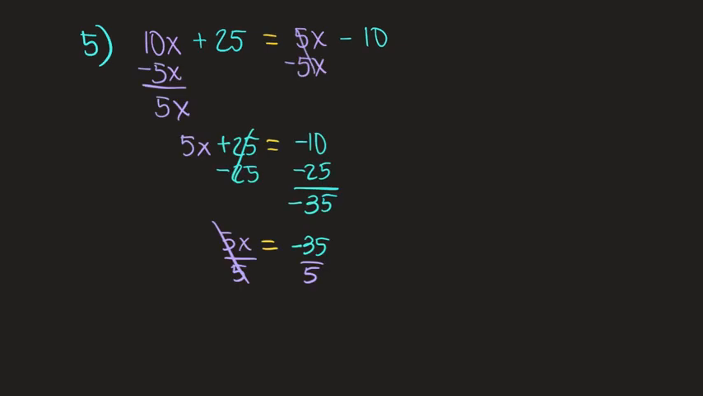Your first song should have been minus 5x, minus 5x. 10 minus 5 is 5. Your second song should have been minus 25, minus 25. Same signs, find the sum. We get negative 35. Your last song should have been divide by 5. Therefore, x equals negative 7.